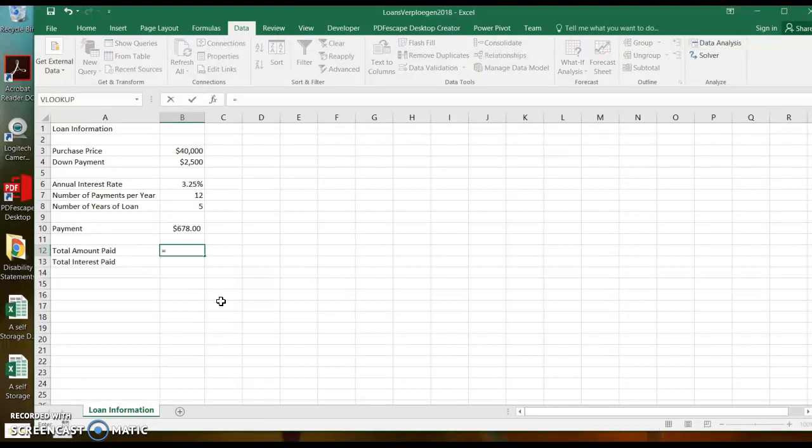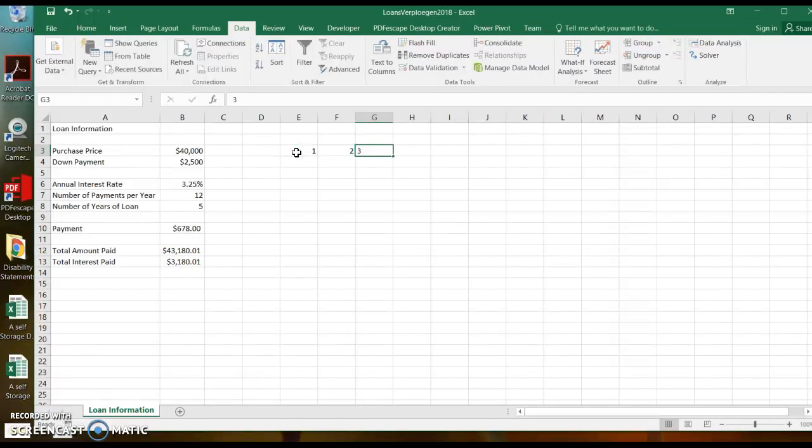So now the total amount paid, I paid $678 for 5 years, 12 months a year, and then I also paid that $2,500 down. So that's what I actually paid for that vehicle. The total interest I paid is the $43,000 minus the 40, or that $3,100. So now we're going to come over here and do some other information.